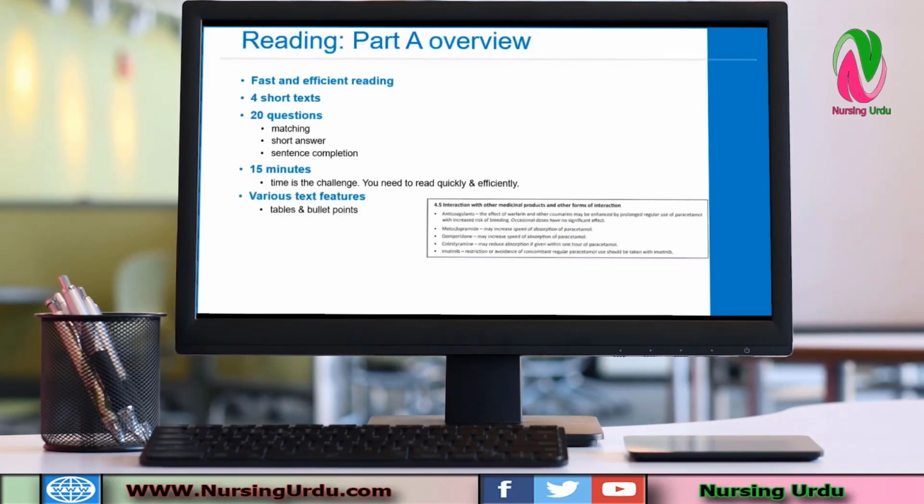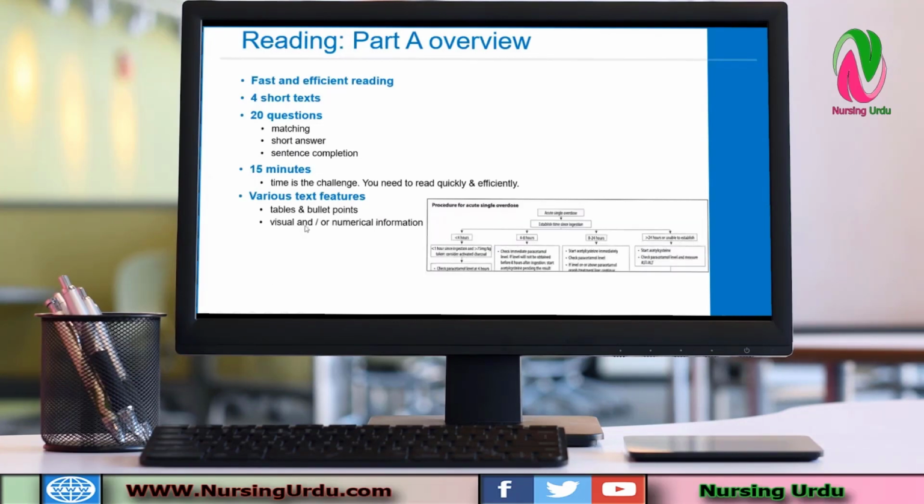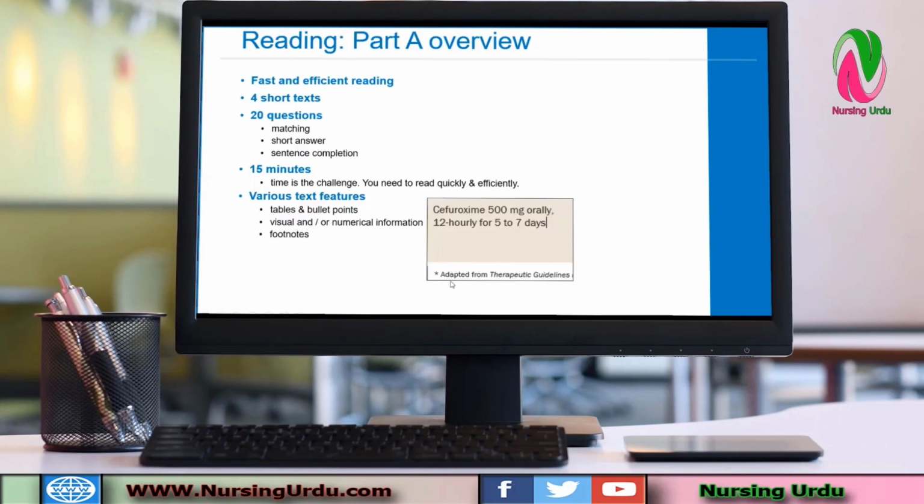So, various test features. These texts that you're going to get at the beginning in Part A of the reading could come in the form of a table or bullet points, okay, like this. It could come as visual or numerical information, like this flowchart, for example. It could be footnotes. When I say footnotes, you see the little asterisks here at the bottom. That is a footnote. So don't overlook that aspect of the reading. You might find information in a footnote, so that's something to be aware of.